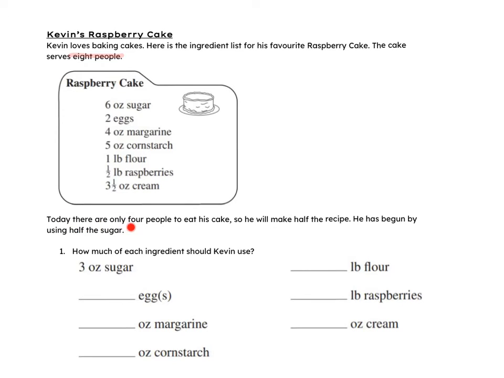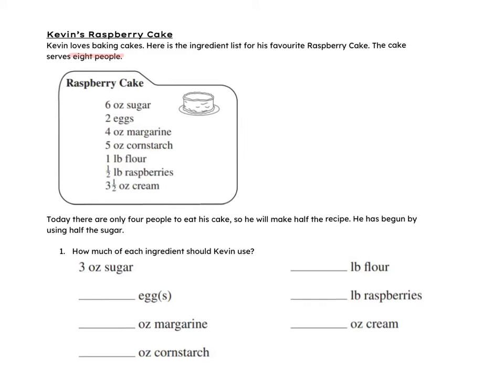Today, there are only 4 people to eat his cake, so he will make half the recipe. He has begun by using half the sugar. How much of each ingredient should Kevin use?